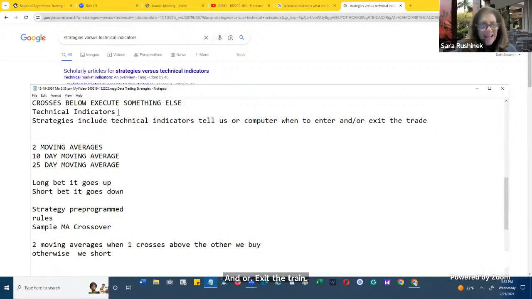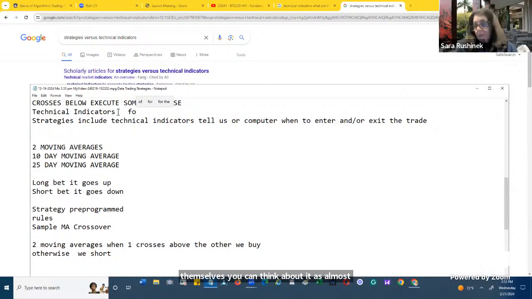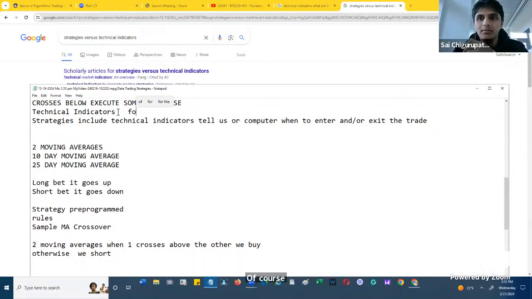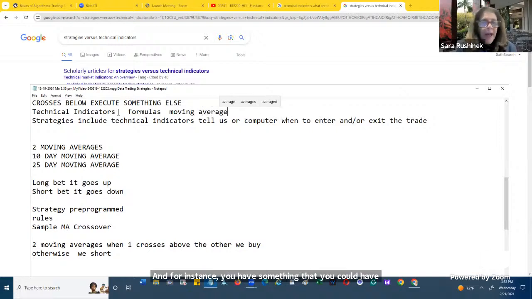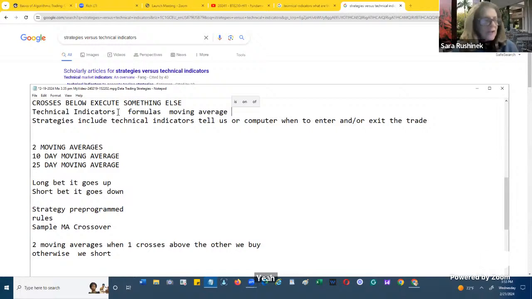So I have something called technical indicators, and by themselves, you can think about it as almost like Excel. Cy, do you know Excel? Of course you do, right? You have formulas. For instance, you have a moving average in Excel. You know what an average is, right? If I give you 3 scores, 80, 90, and 100, and I ask you the average, and they're all weighted the same, 90 is going to be your average. No big shakes there. Now, the question is, what is a moving average?